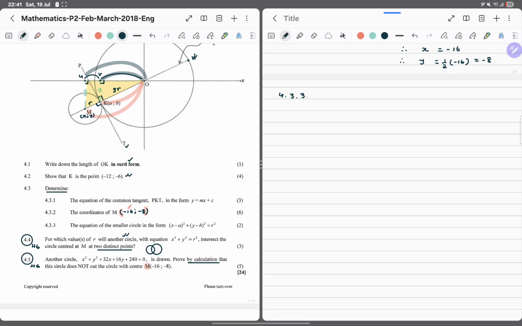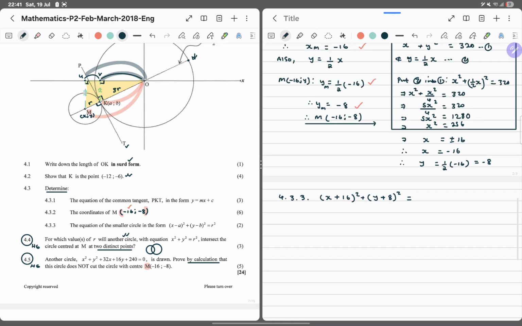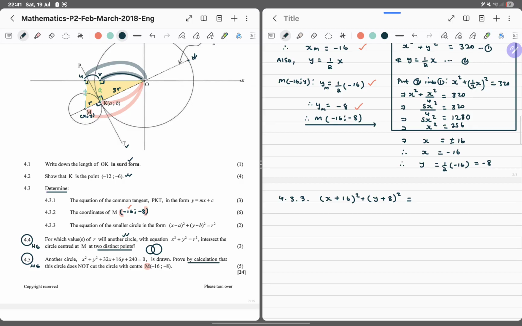Okay, let's move on, guys. 4.3.3. Now, we need to find the equation of the smaller circle. Very easy. So, at this point, a question that says determine, we can just write the answer. So, this is going to be x minus minus 16, the x coordinate at M, all squared plus y minus minus 8 all squared equals, now remember this part here is basically square root of 180 divided by 3, all squared.